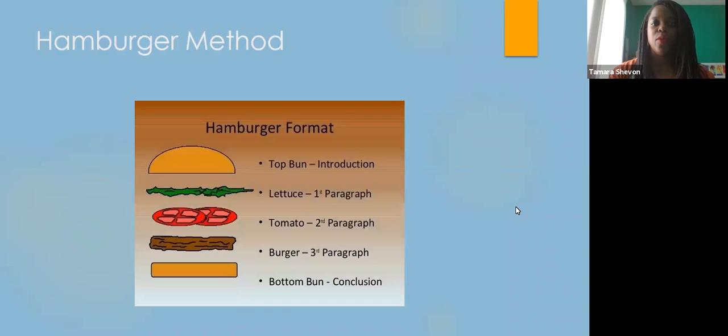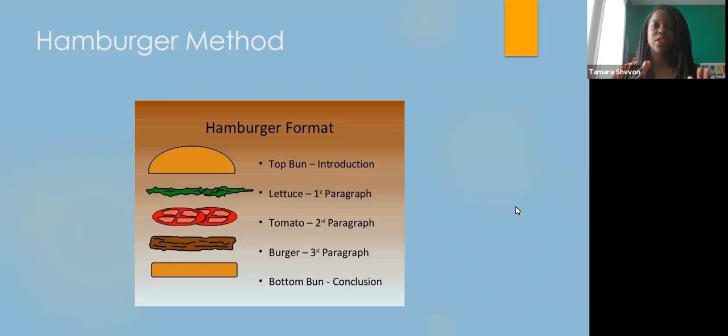For the hamburger format, you have the top bun. The top bun would be your introduction. What is it that you're going to be presenting to the reader? Then you have your lettuce, which is the first paragraph. In the introduction paragraph, you have all of the information about what the topic is. At the end of the introduction, you discuss your thesis statement, which is your statement and the 3 points you're going to be discussing throughout the actual essay.